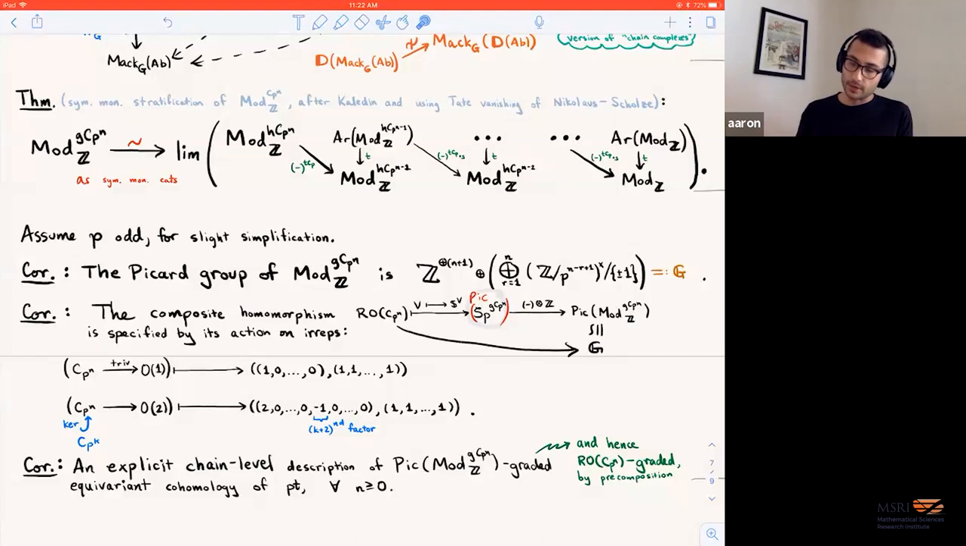And okay, so now I've got the Picard group, and I'm relating back to RO(G). And so in fact, we do better than computing the RO(G)-graded cohomology. We compute the Picard-graded cohomology. So I won't give it here, but it's in terms of a bunch of homotopy fixed points and Tate construction and connective cover and some explicit, literally chain level maps. We give a description of the Picard-graded, and just by precomposition with this homomorphism, the RO(G)-graded equivariant cohomology of a point for C_{p^n} for any n greater than or equal to zero.